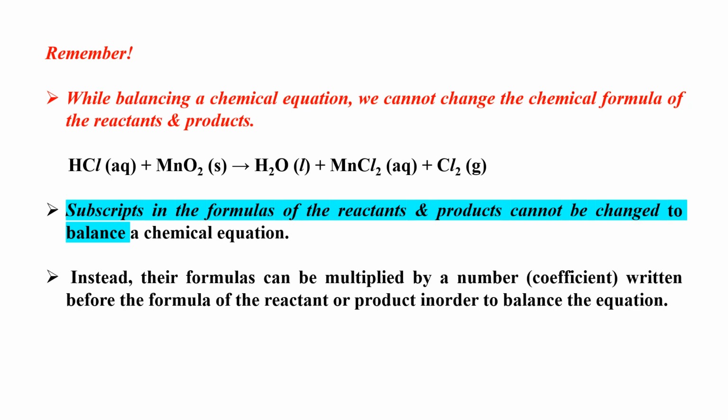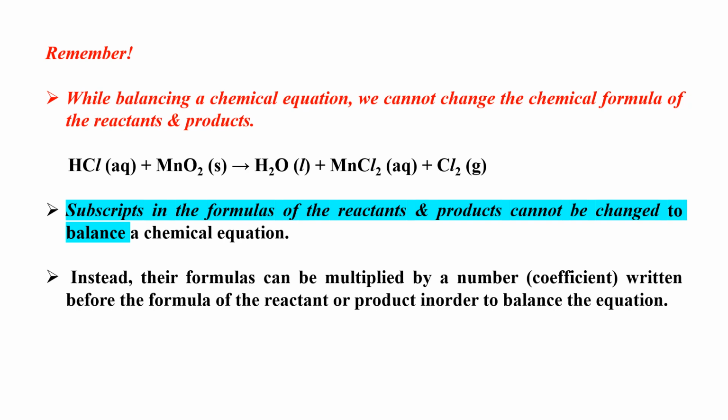Similarly, subscripts in the formulas of the reactants and products cannot be changed to balance a chemical equation. What do you mean by subscripts? Subscripts are the numbers written below the main line. See, if you take MnO2, the 2 of O2 is the subscript. See how I have written it? So you should not change the subscript numbers as written in the chemical equation. MnO2 will always remain O2. The Cl2 in MnCl2 will remain the same always. You should not change it into Cl4 or something like that. If you do that, it will become a totally different substance.